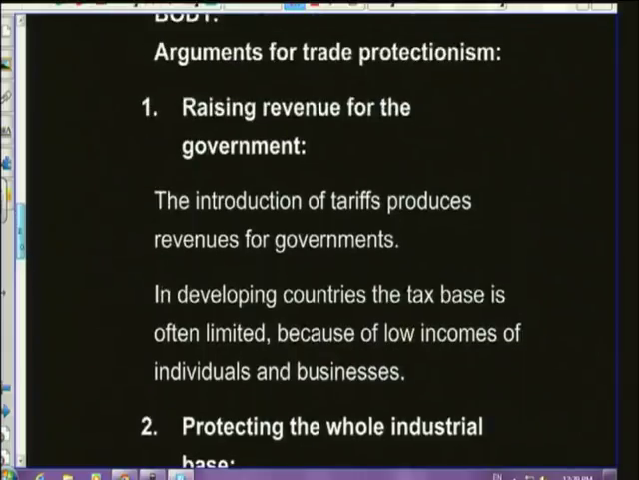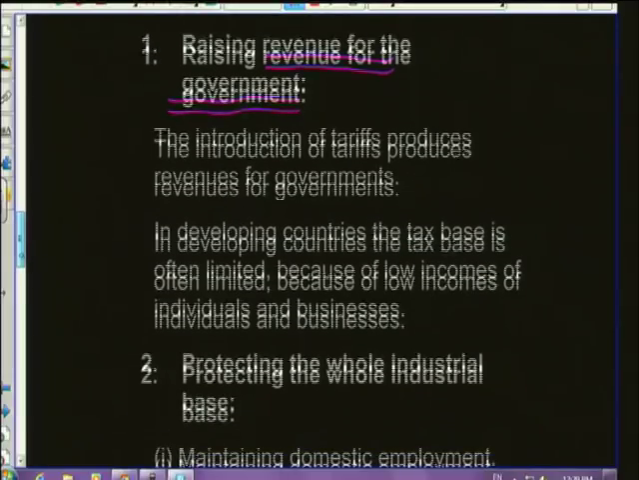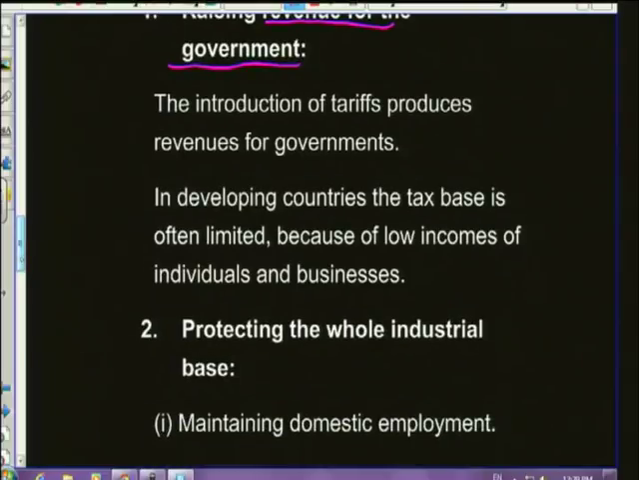Some of the main arguments for trade protectionism: raising revenue for the government. The reason why they mention that is if companies import products from overseas, they usually pay custom duties, and that is a form of income to the government.